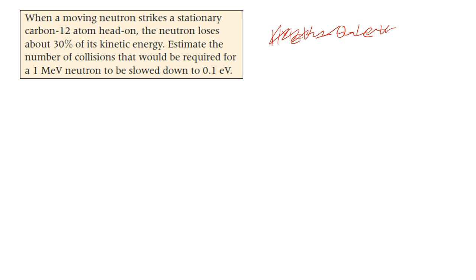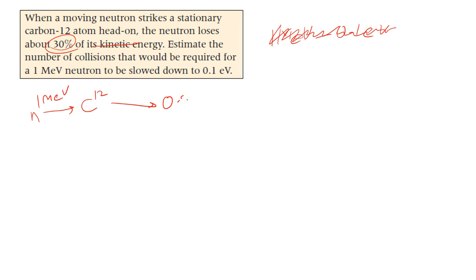Vaibhav, by any chance, did you solve this? No, sir, I didn't get this either. Okay, so let's read the question. That's why I had told you to read it carefully. There is a catch. When a moving neutron strikes a stationary carbon 12 atom, the neutron loses about 30% of its kinetic energy. Let's say you have a C12 and an incoming neutron whose energy is 1 MeV. After a collision, 30% of the kinetic energy is lost, which means the remaining kinetic energy is 70%.